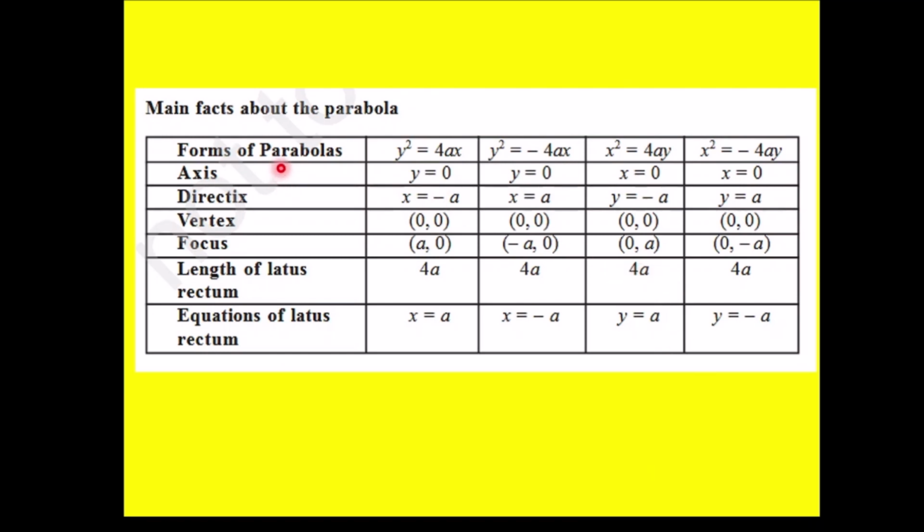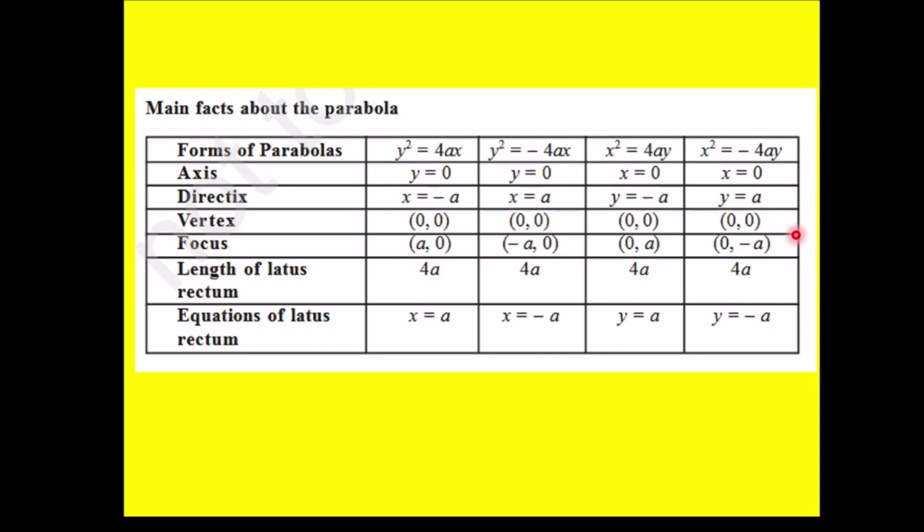What you see here, this is the right parabola, left parabola, upward parabola, downward parabola. And here, what is the axis? X axis, Y axis. Directrix you can well understand. This is on the left side of y axis, so x equal to minus a. This directrix is on the right side of y axis, so x equal to a. This directrix is below the x axis, so y equal to minus a. It is above the x axis, y equal to a. Vertex all are at origin.